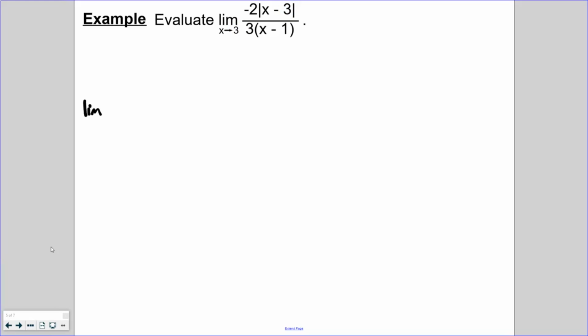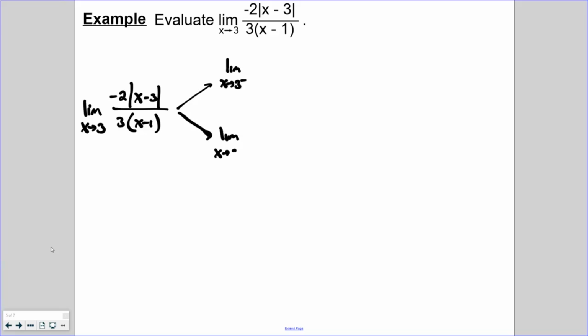So we're going to take the limit as x approaches 3 of negative 2 times the absolute value of x minus 3 all over 3 times x minus 1. And we're going to get the limit as x approaches 3 from the left, and we're going to look at the limit as x approaches 3 from the right. Now remember, from the left we want to look at the negative inside. So that means our inside is going to be negative times the quantity x minus 3. And from the right we're going to be looking at the positive aspect.